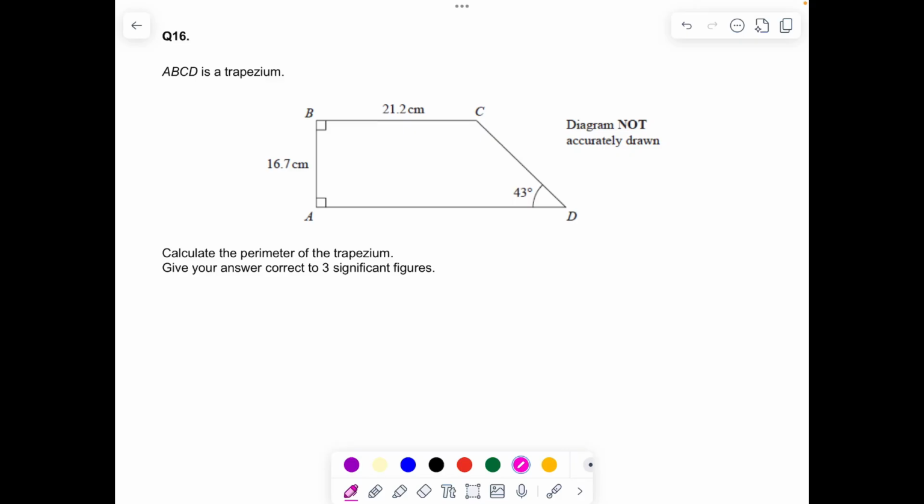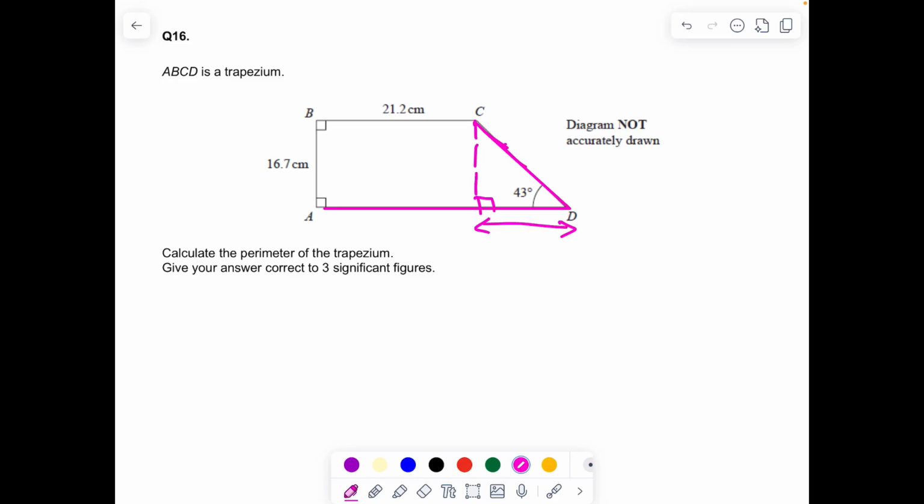Okay, question 16. It asks us to find the perimeter of the trapezium. In order to find the perimeter, I'm missing 2 sides. I need this side and I need this side, and at the moment, I'm missing them. So the angle there is a clue that we probably need to use trigonometry. So I'm going to form a right angle triangle here, and that is going to help me find both this side and the little bit here that I need, okay?